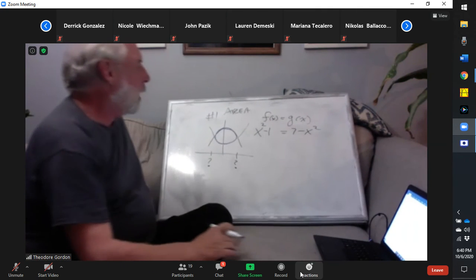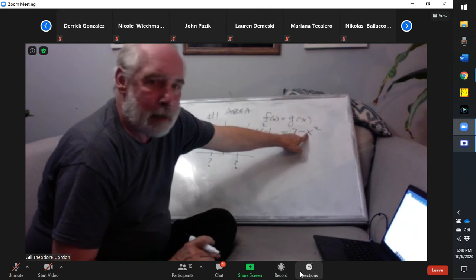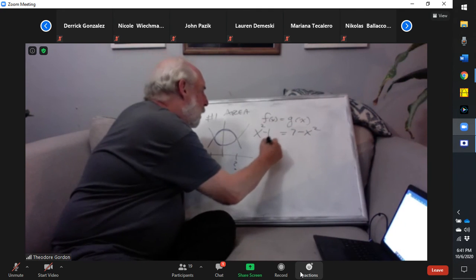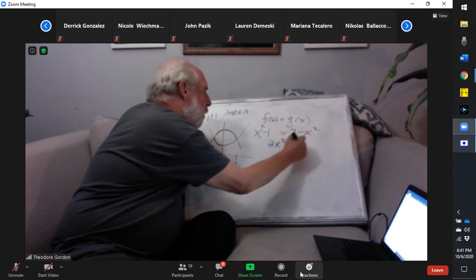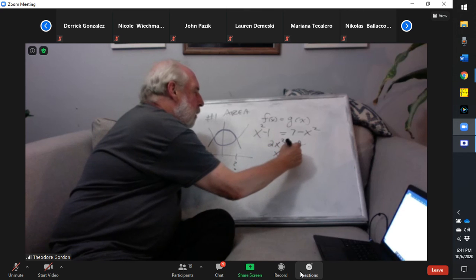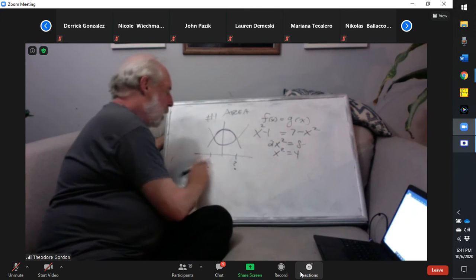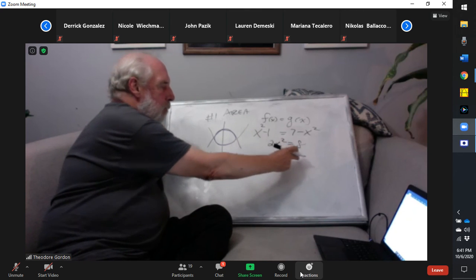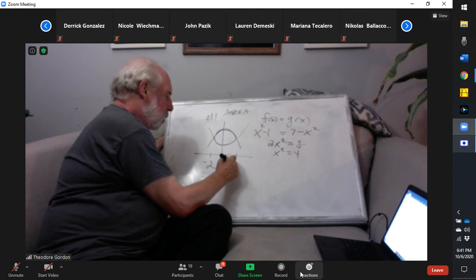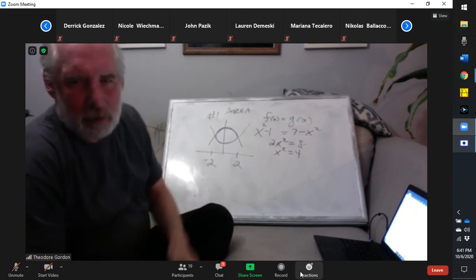All right, a little bit of algebra. I'm going to bring the negative x squared over to this side and the negative 1 over there. That gives us 2x squared is equal to 8. That says that x squared is equal to 4. So now we know x is the square root of 4, so we're going from -2 to 2. Those are our x values.